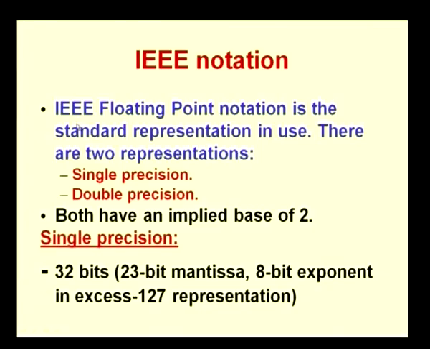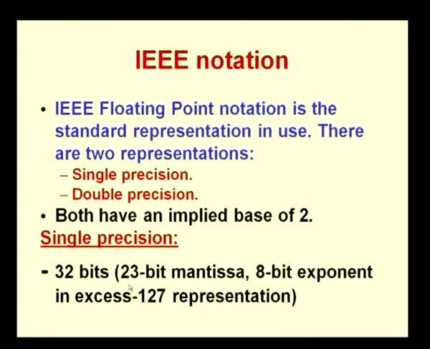When we talk of standards for representing floating point numbers, we normally talk about the IEEE floating point notation. IEEE is a standards organization, and they have provided two representations, one for representing single precision numbers and another for representing double precision numbers. Both have an implied base of 2, which means we are dealing with binary numbers again. The single precision representation is very similar to what we saw earlier, but with a slight difference.